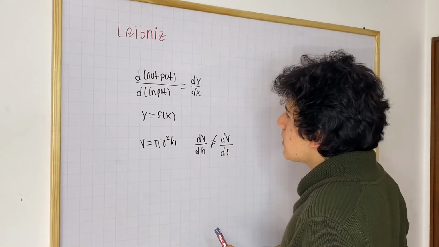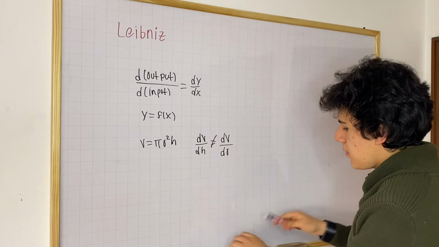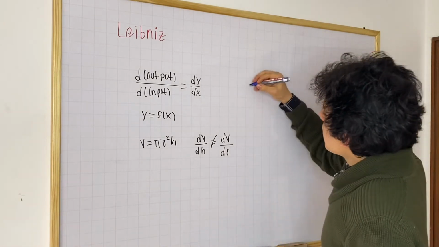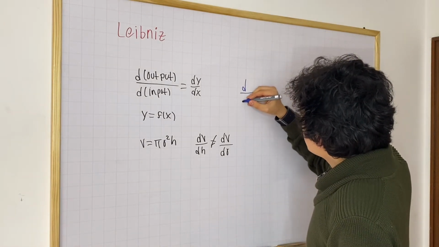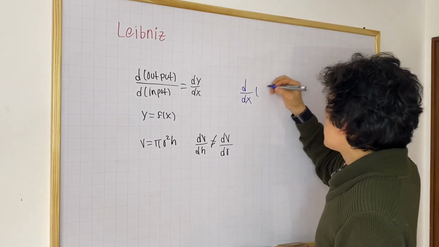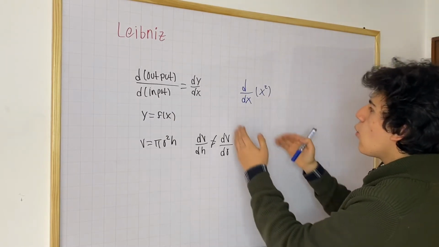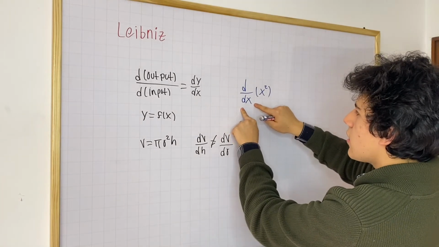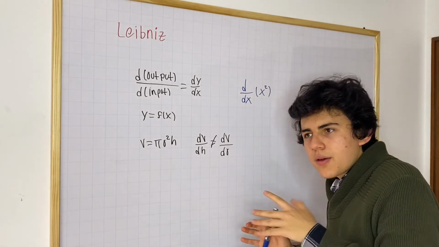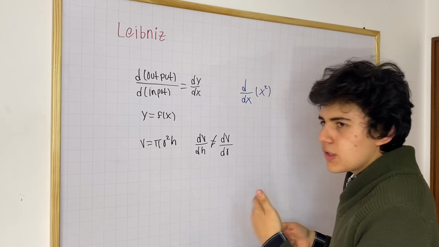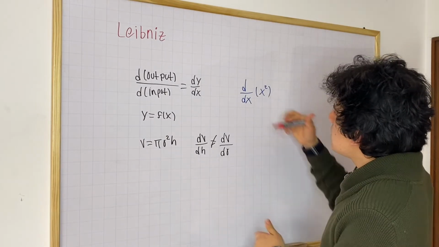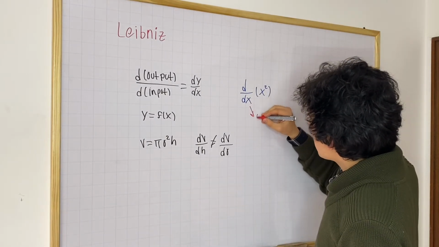Now, there is something that you may have seen before, and it is the following. A lot of times you see this, d over dx, and an expression in here, which we're just going to say is x squared. Now, what does this part mean over here? D nothing over dx, or d input, is just simply the derivative operator.